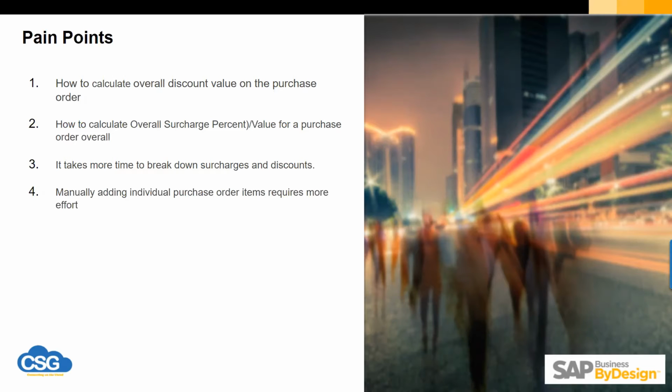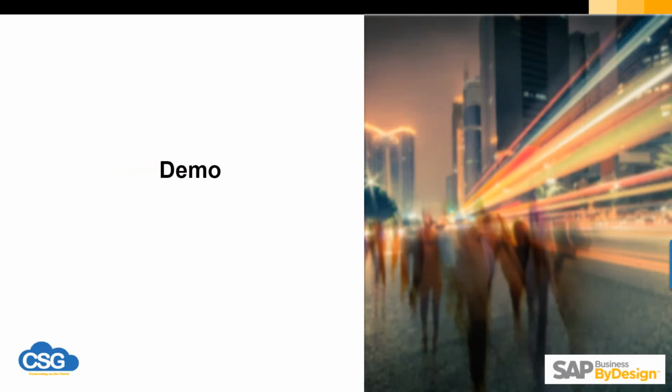This is also another pain point because this is time consuming, where we are breaking it by our own calculation, not by the system. Next is that it is also difficult to manually add to each individual purchase order item because it requires more effort. So that is not an ideal situation. That's what the 2108 release came with the solution for, and then we will have the demo in the system of what I'm talking about.